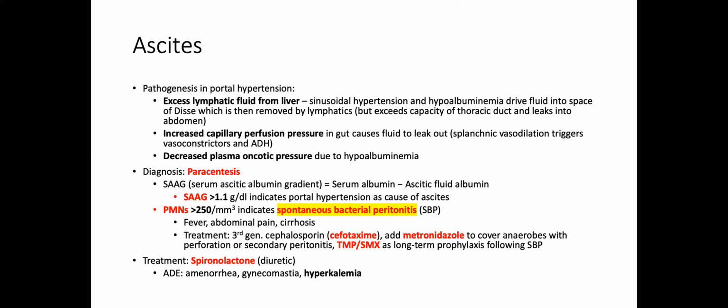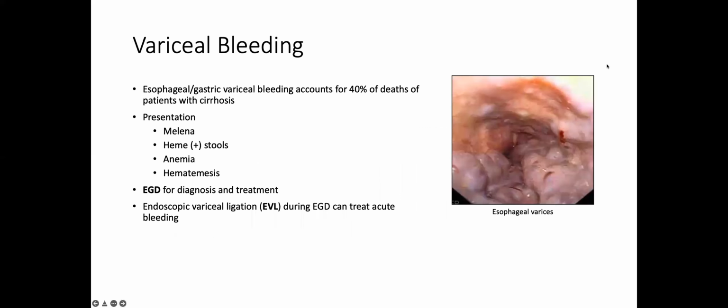Treatment is going to be spironolactone over time for ascites, to decrease our ascites and to act as a diuretic. But remember, amenorrhea, gynecomastia, and hyperkalemia are adverse effects of spironolactone.